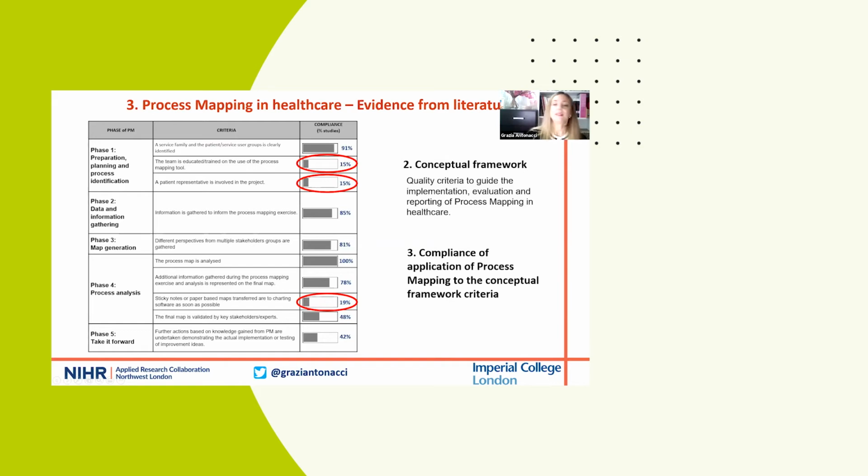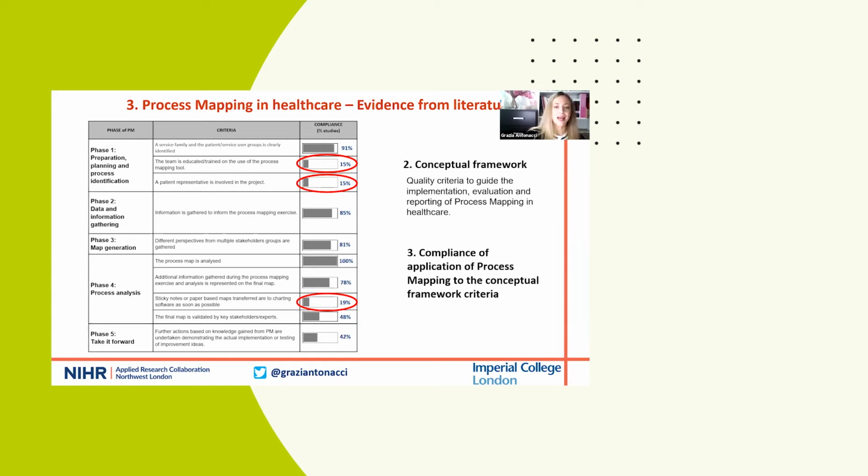By reviewing this literature, we also developed a conceptual framework outlining quality criteria for each of the 5 phases characterizing a process mapping exercise. So the first phase is preparation, planning, and process identification. The second one is data and information gathering. The third is map generation. The fourth, process analysis. And the fifth, take it forward. We will get back to these phases in a minute.